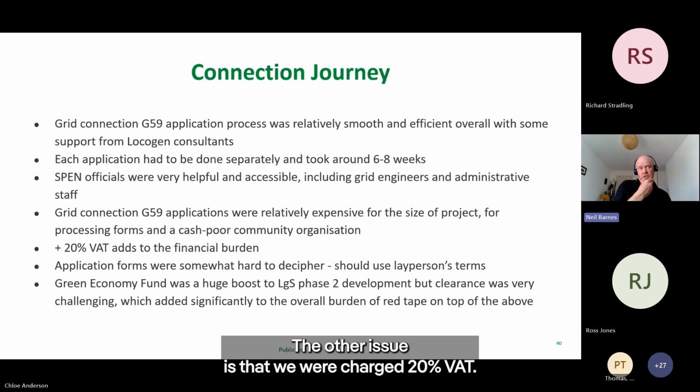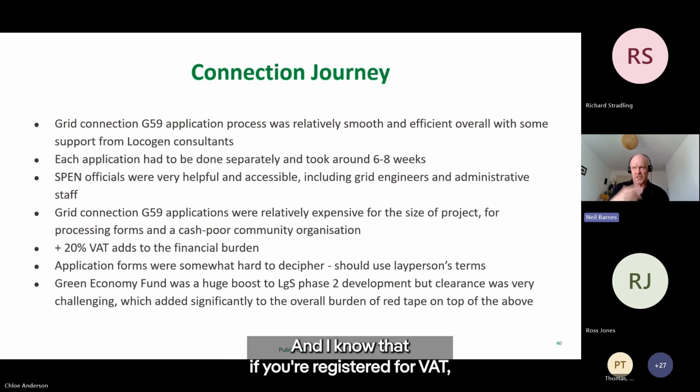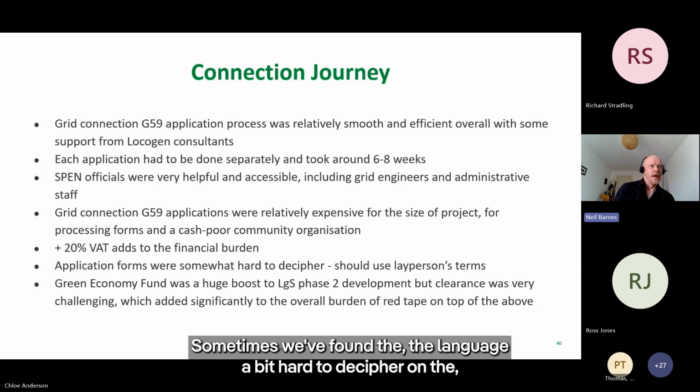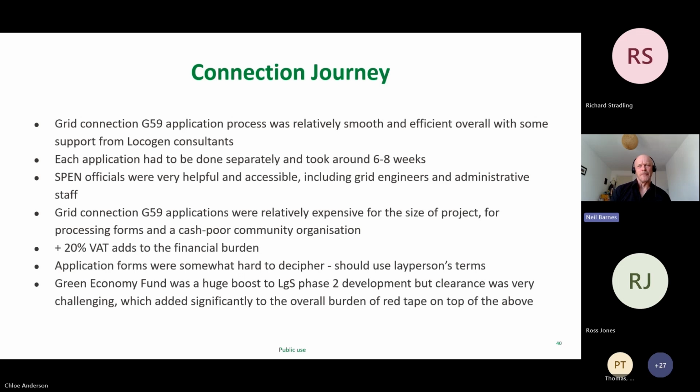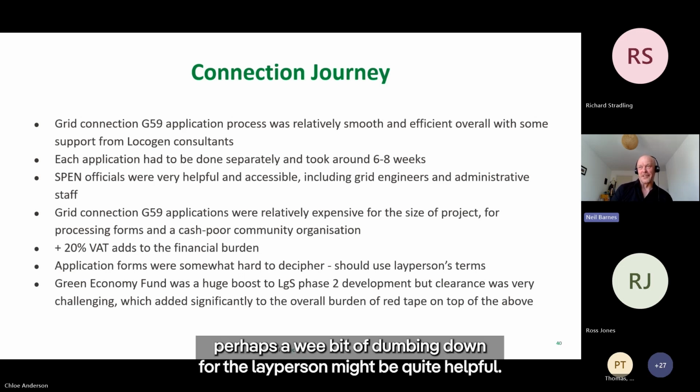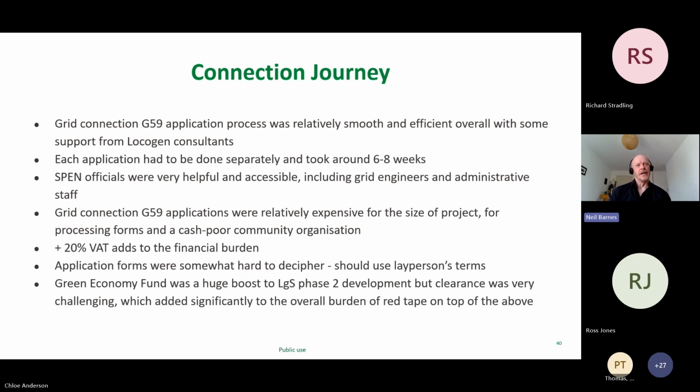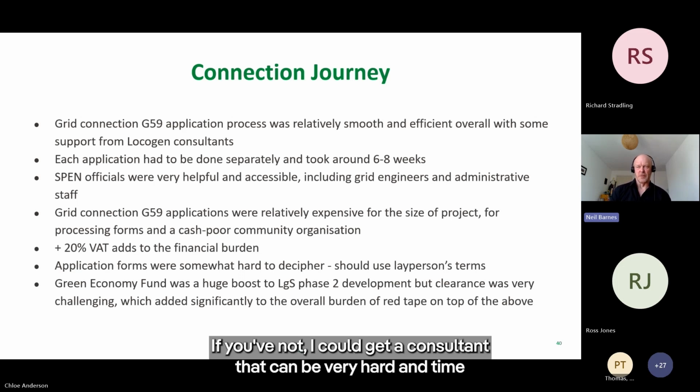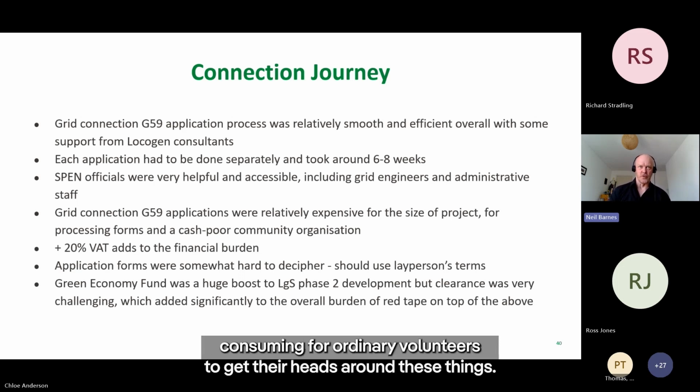The other issue is that we were charged 20% VAT, and I know that if you're registered for VAT, you can reclaim that, but a lot of trusts are not. Sometimes we found the language a bit hard to decipher on the forms, so perhaps a wee bit of dumbing down for the layperson might be quite helpful. If you haven't got a consultant, it can be very hard and time consuming for ordinary volunteers to get their heads around these things.